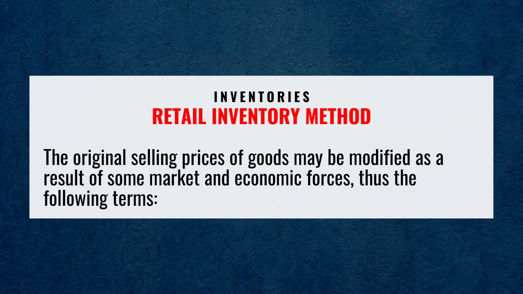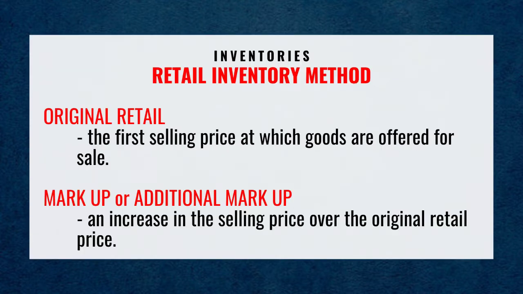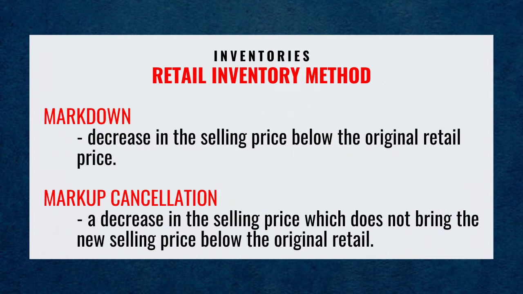The original selling prices of goods may be modified as a result of some market and economic forces. Thus, the following terms. Original retail, the first selling price at which goods are offered for sale. Markup or additional markup, an increase in the selling price over the original retail price. Markdown, a decrease in the selling price below the original retail price.